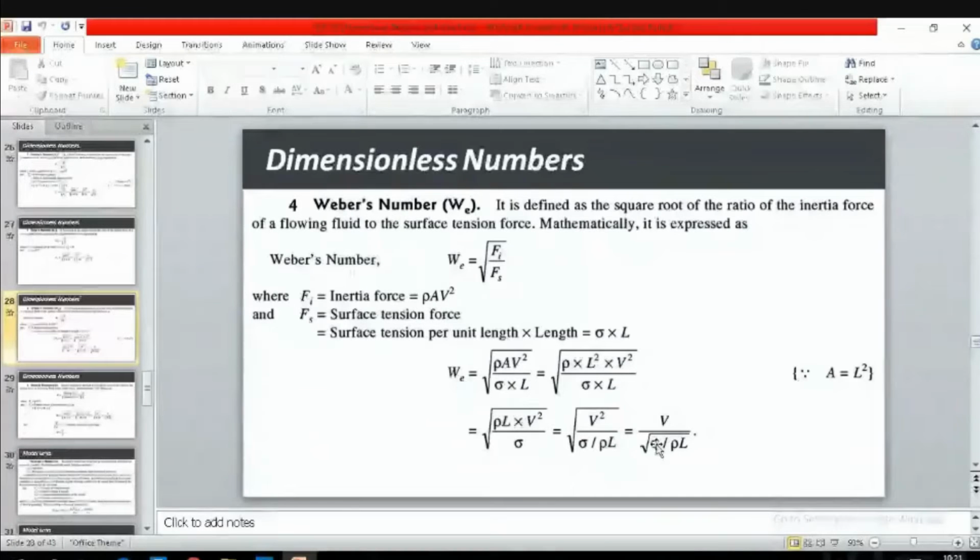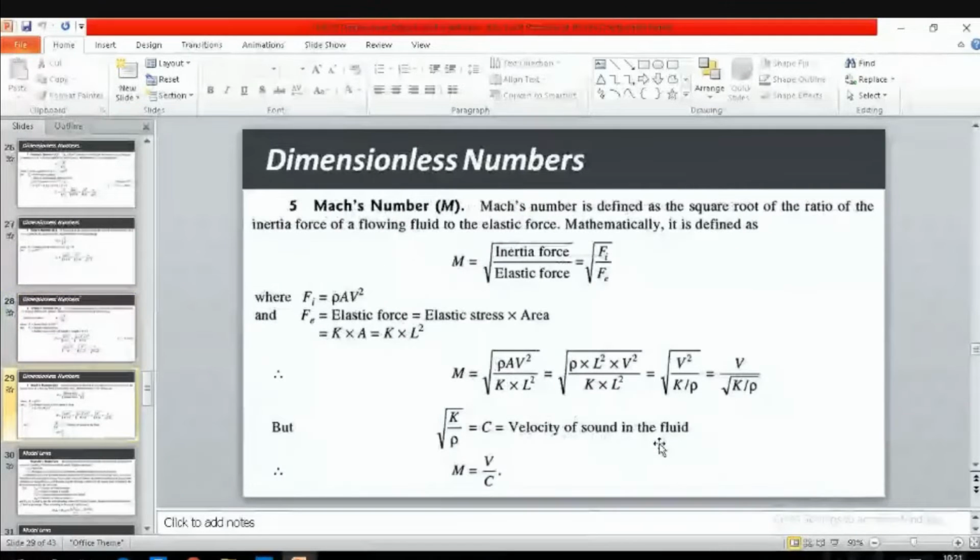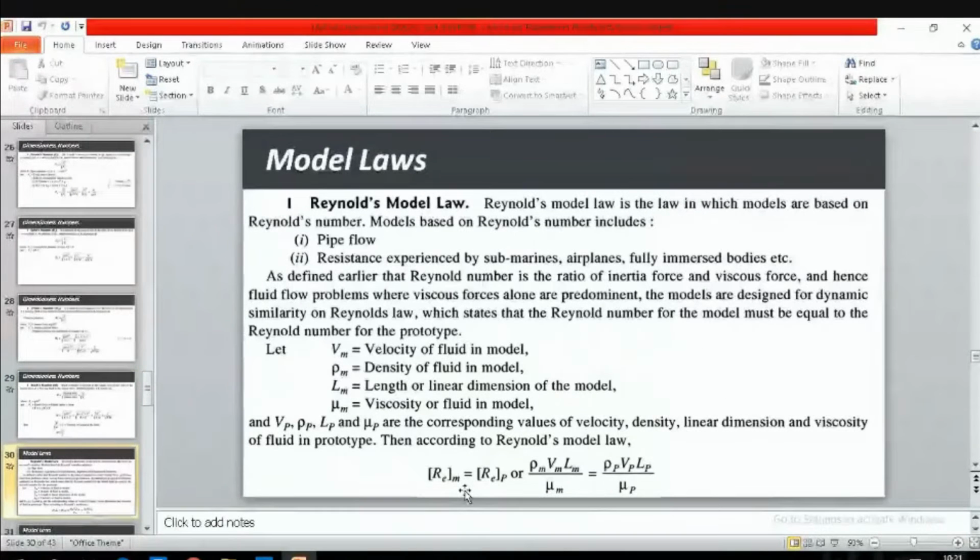And last is Mach number. Mach number is the square root of the ratio of the inertia force to elastic force. So Mach number M equals V upon under root of k by rho. Here, this term root of k by rho is also called the velocity of sound, or simply sonic velocity. So M equals actual velocity of flow divided by sonic velocity. This is another definition. After that, we had started with the Model laws.